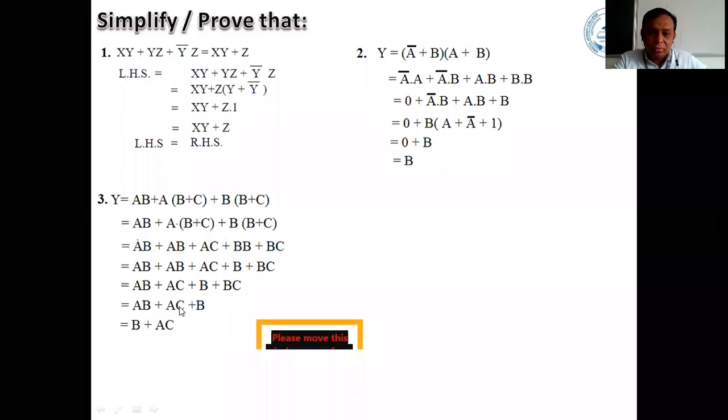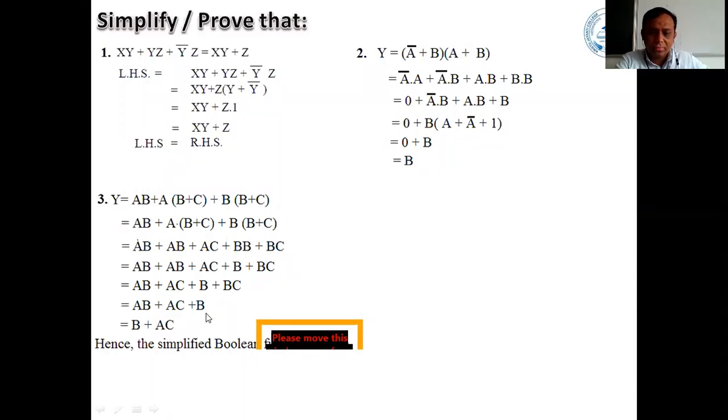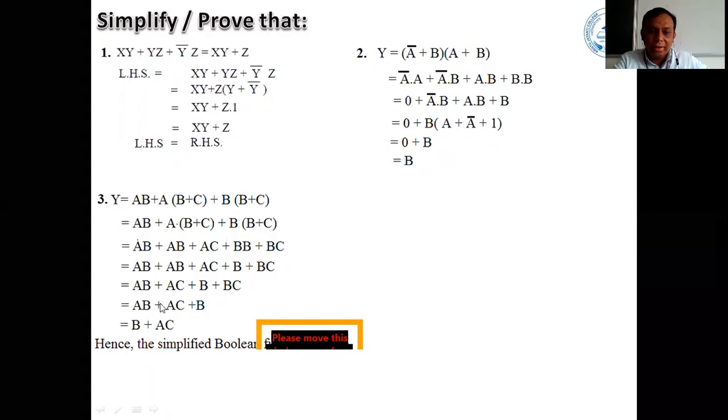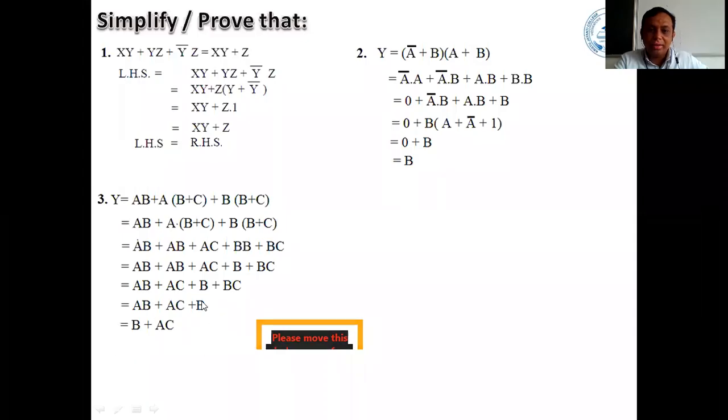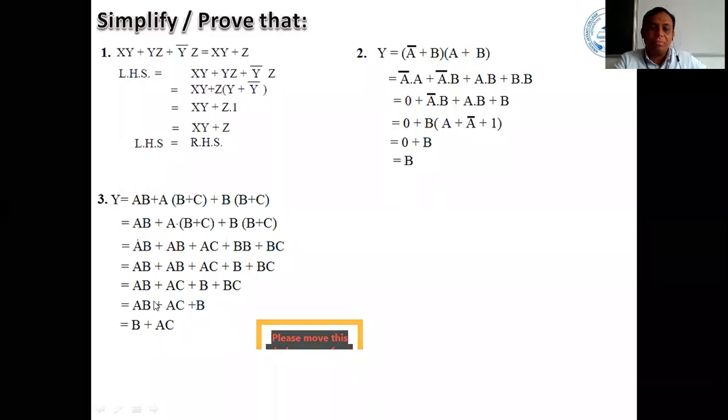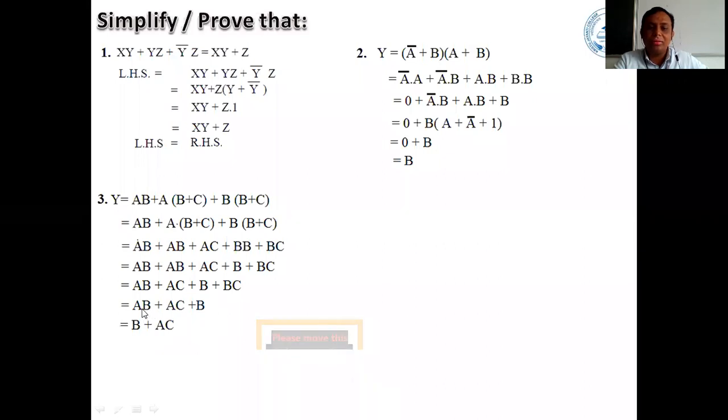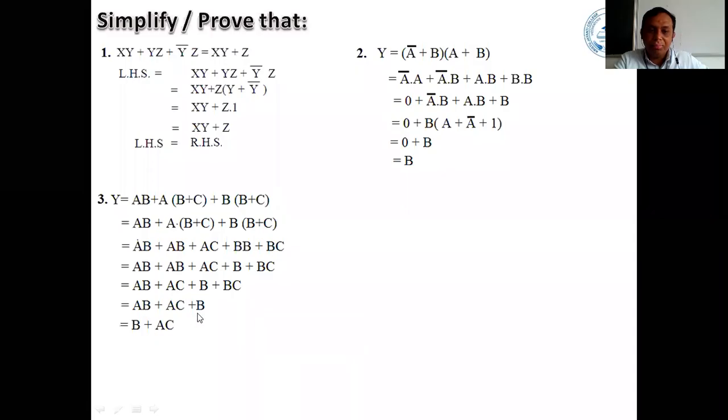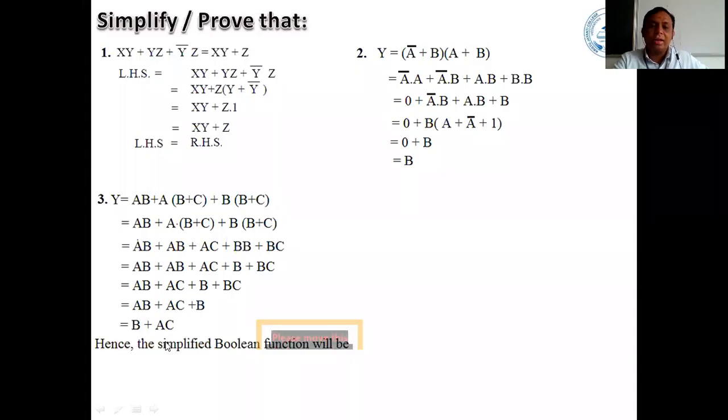Once again, I will take these two terms, AB plus B, and from that I'll take B common. So I'll end up with 1 plus A, which is equal to A. So from AB plus B, I'll write B, and AC I will write as it is. Now this is the simplified expression.